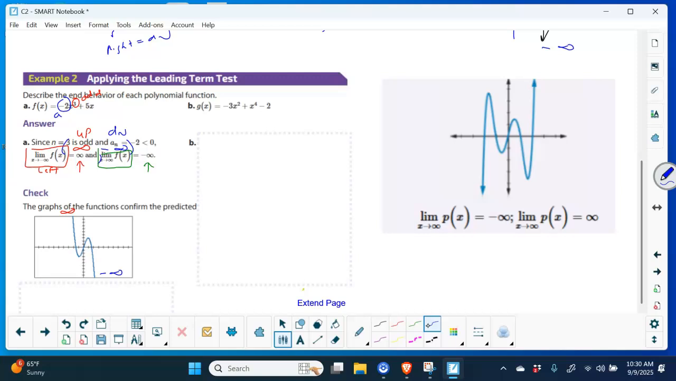Okay, be careful with B. Take a look at B. Can you describe the end behavior? So again, I like the interval notation. But again, it means the exact same thing when you're saying the limits. So how would you say it? Go ahead and do it. Do B.